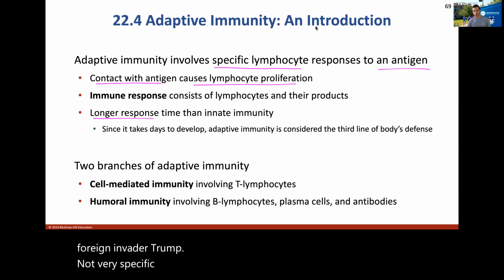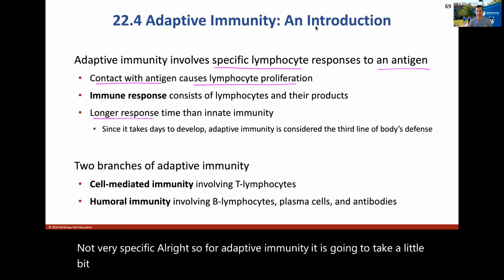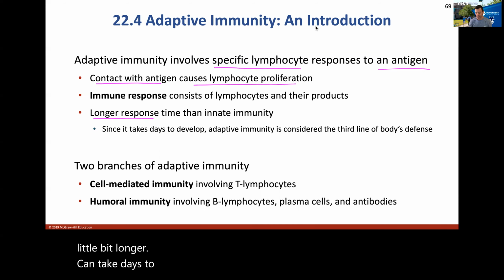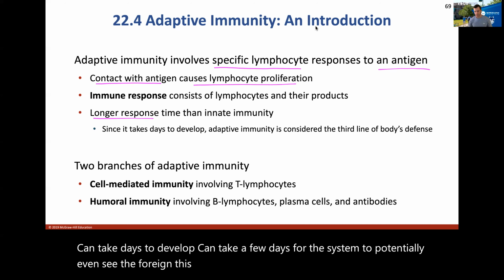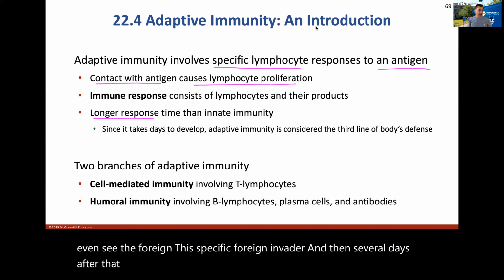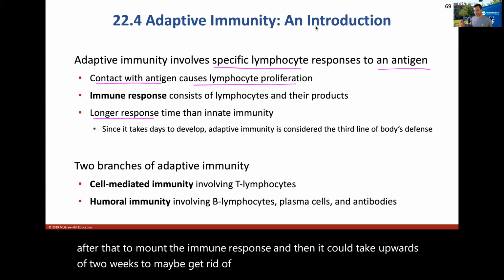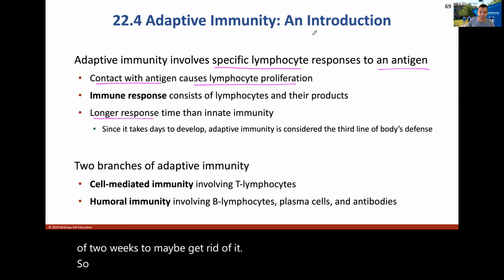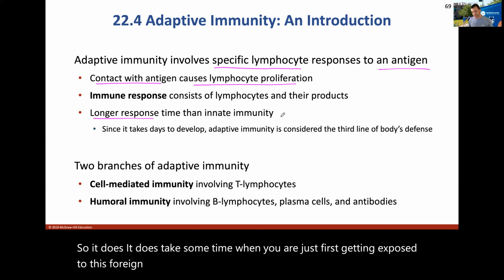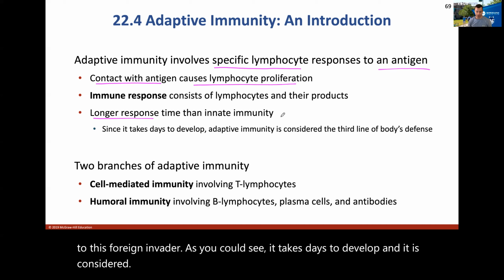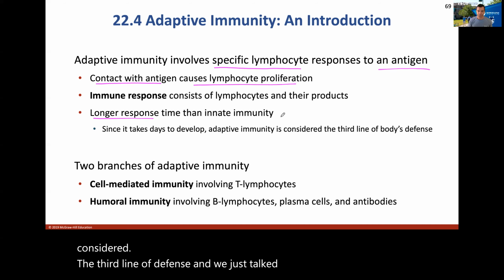So for adaptive immunity, it is going to take a little bit longer. It can take days to develop. It can take a few days for the system to potentially even see the specific foreign invader, and then several days after that to mount the immune response, and then it could take upwards of 2 weeks to maybe get rid of it. So it does take some time when you are first getting exposed to this foreign invader. As you can see, it takes days to develop, and it is considered the third line of defense, and we just talked about the first two.